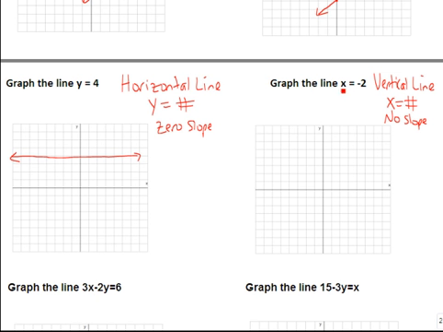So all you have to do here is recognize that this is a vertical line. Go to -2, this time on the x-axis, because we want x to be -2, and just draw a vertical line at -2, and you're done.